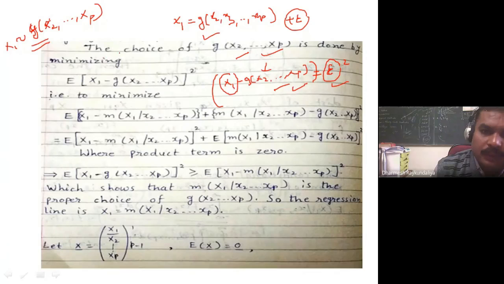So this is what it is saying, that the choice of g of x2 to xp is done by minimizing the expected value of x1 minus g of x2 to xp, whole square. So how to minimize this? I know the mean of x1, which I have denoted as m of x1 given x2 to xp. So what I do, I will subtract this quantity and then add this quantity, and then I am writing g of x2 to xp as it is.